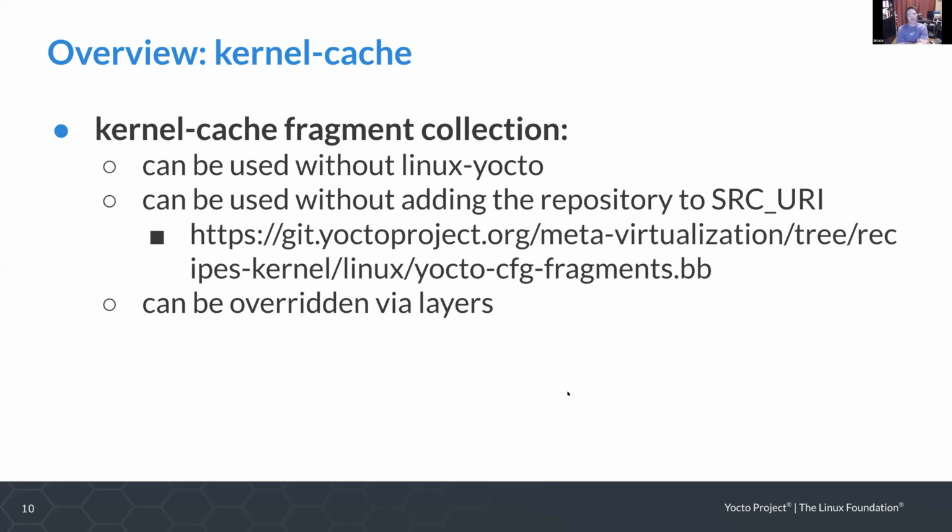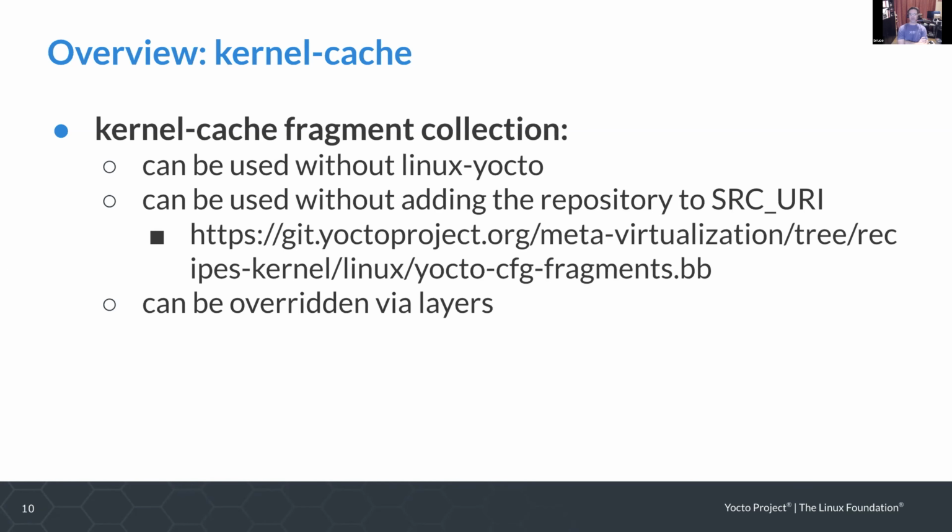The kernel cache that I just hinted about, like I say, the name's a bit old now and not exactly what it does, but the kernel cache fragment collection can be used without linux-yocto. Obviously, it can be used with it. It can be used without adding the repository to the source URI.